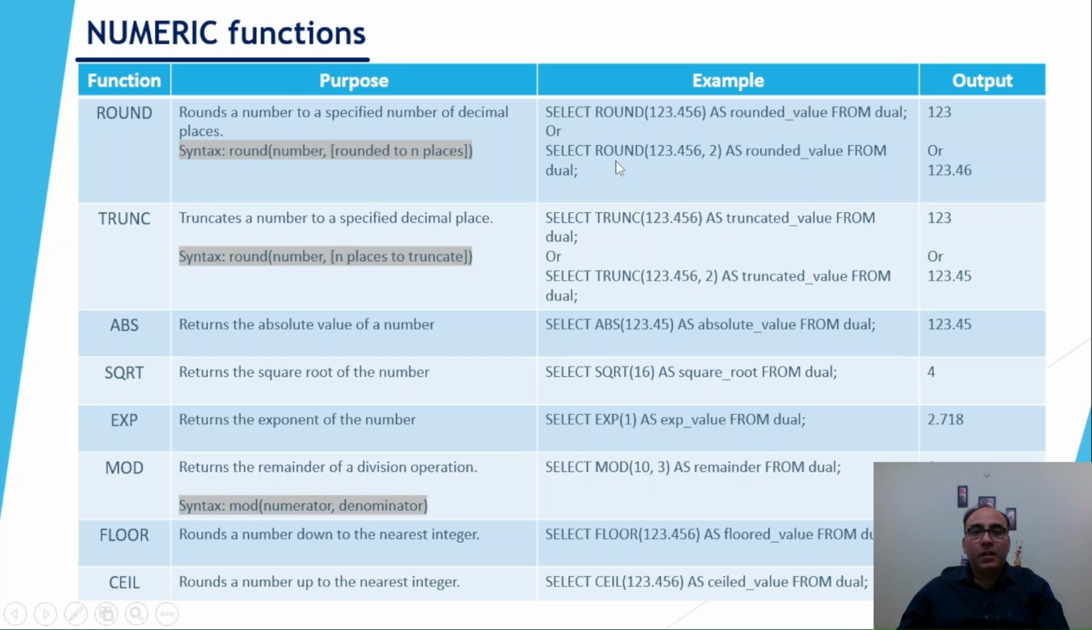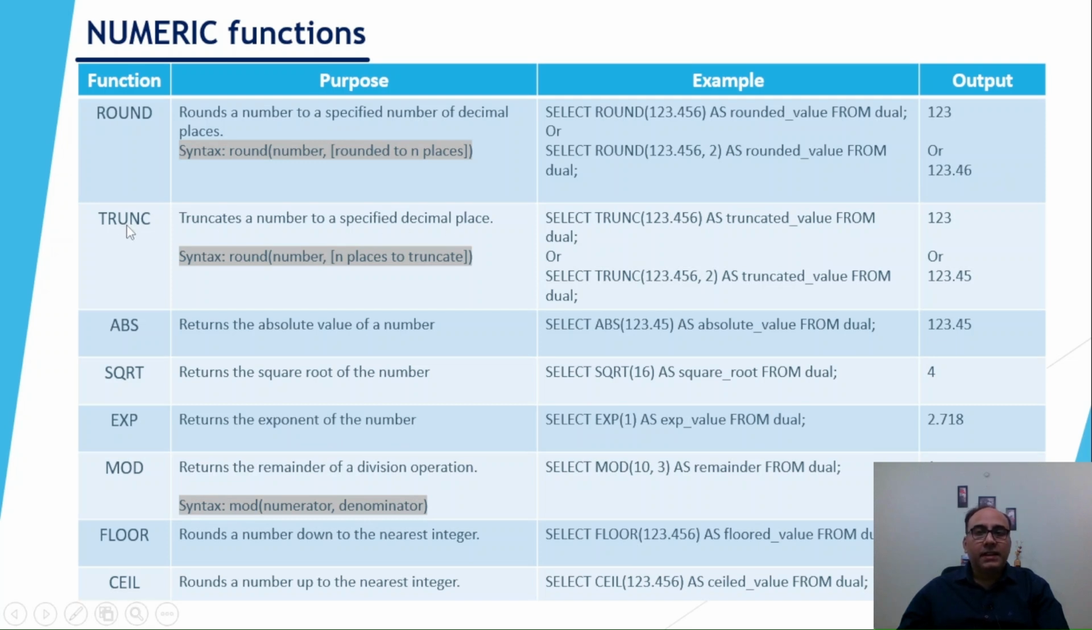Next we have ROUND(123.456, 2). Here we want to round this number to 2 places. So in this case the outcome will be 123.46.